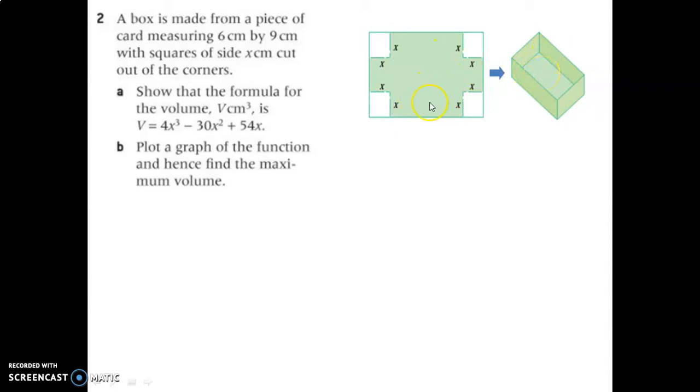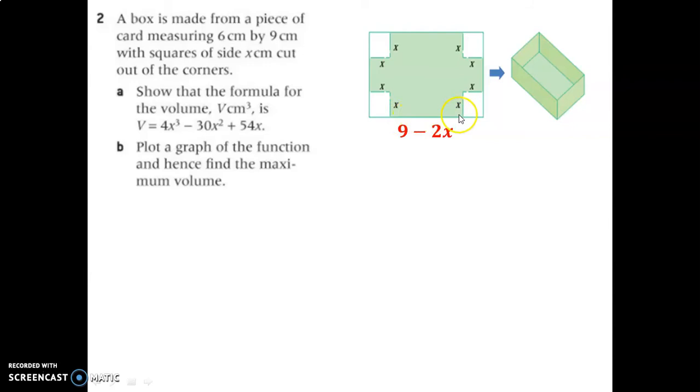Show that the formula for the volume is going to work. Okay, first of all, we know this is 9 minus 2x because this entire length was 9, and now we're subtracting this x and this x.